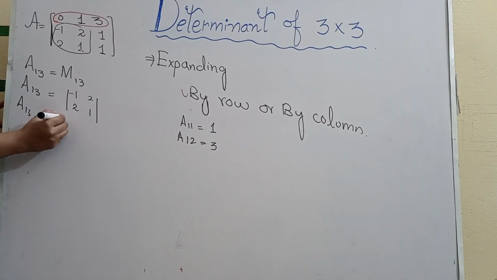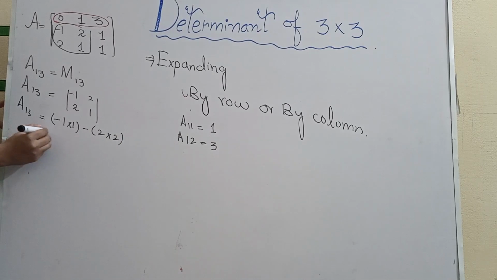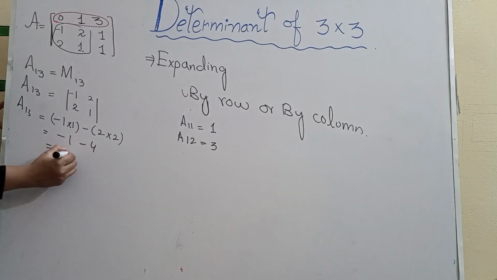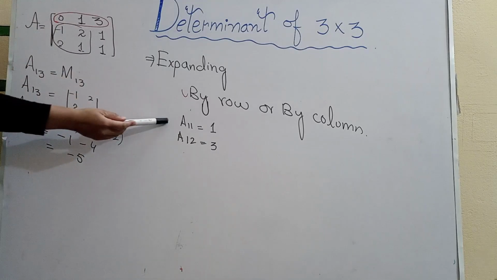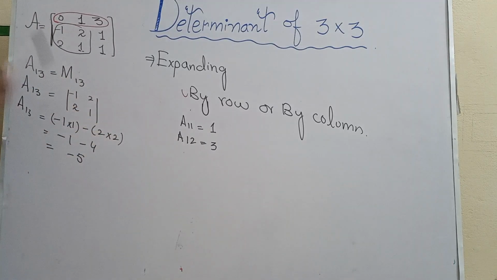Here it becomes -1 multiplied by 1, then -2 multiplied by 2. So here it becomes -1 and here it becomes -4. So the answer is -5. I have calculated the cofactor for the first element, that is 1, the cofactor of the second element, that is 3, and the cofactor of the third element, that is 5.